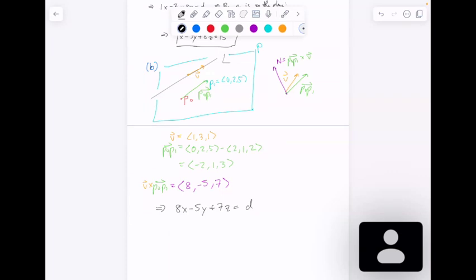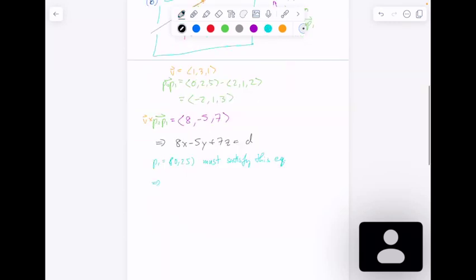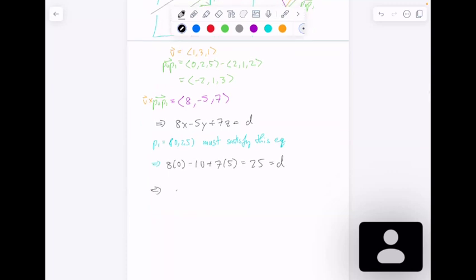And now you just want to identify a point that's on this plane, right? So in this case, 0, 2, 5 is certainly a point on this plane. And so I could plug in, right? P1, which is 0, 2, 5, must satisfy this equation. So when we plug this in, 8 times 0 minus 10 plus 7 times 5, 35. Well, that's 25. Must be equal to d. So this means that your equation here is 8x minus 5y plus 7z is equal to 25.